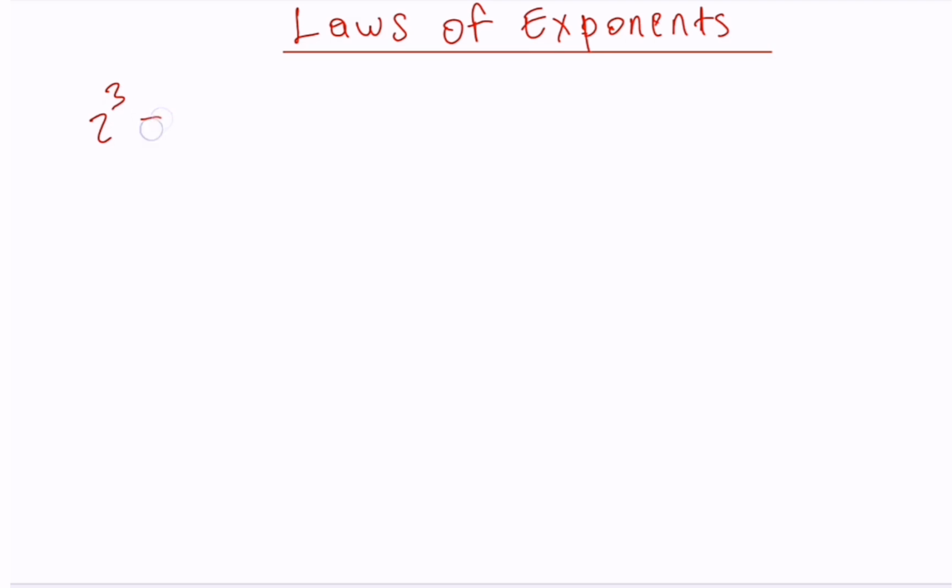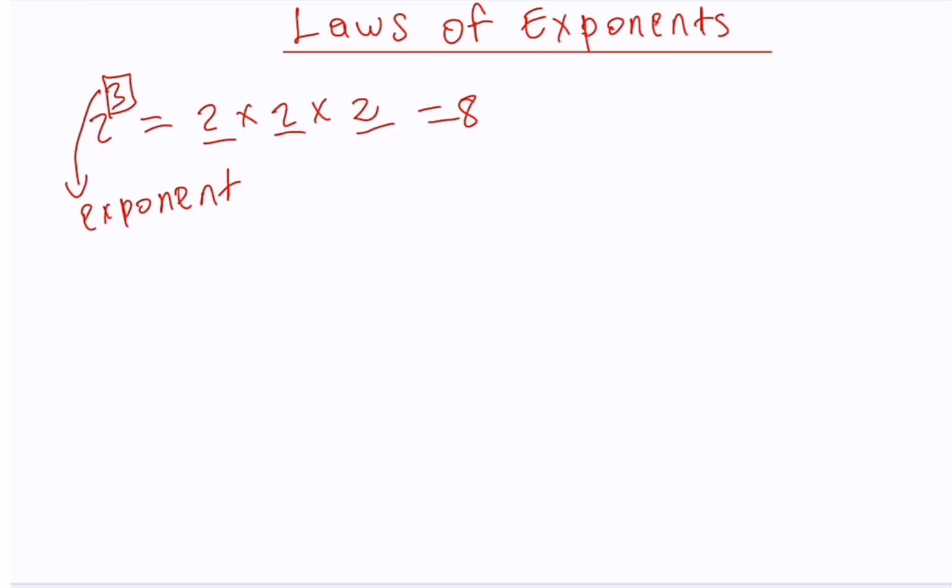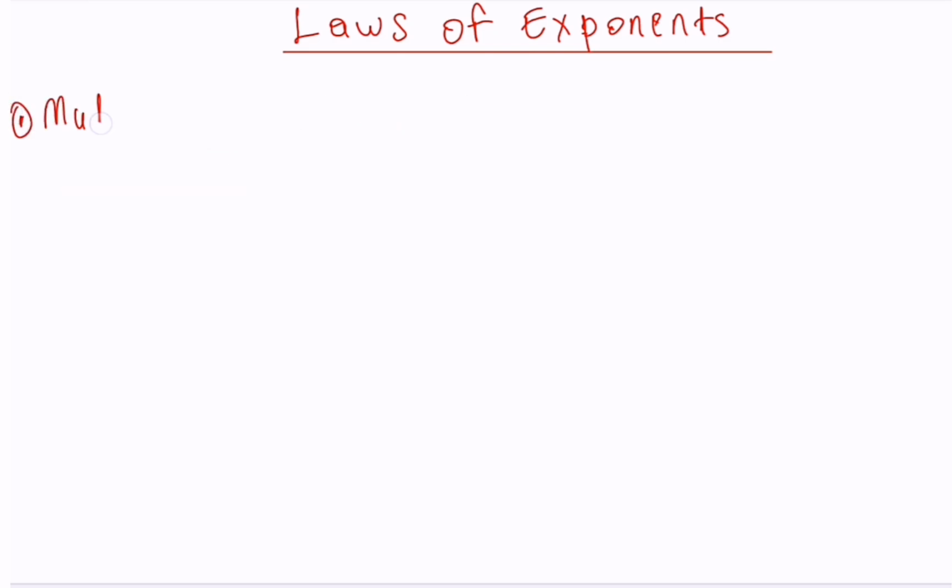This simply tells us that we have how many 2's there? We have 1, 2, 3. What is 2 times 2? It is equal to 4. Then 4 times 2 is equal to 8. This small number here at the top, it is called what? An exponent.